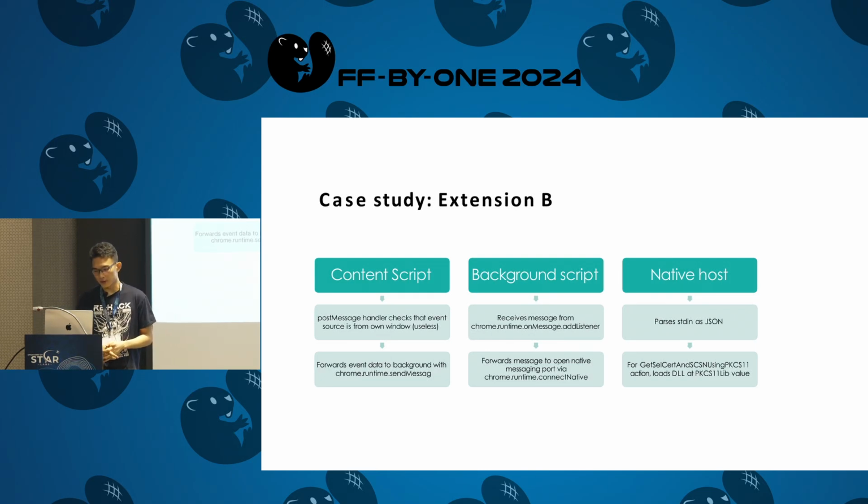The background script, again, does a few checks. It checks for the action type, but it doesn't really do much more than that. So it immediately forwards that to the native messaging port opened previously via chrome.runtime.connectNative. And of course, your native host application parses the standard in as JSON. And then, you can tell this is just one of the actions it runs, to load a DLL at the provided value that is given in the message.